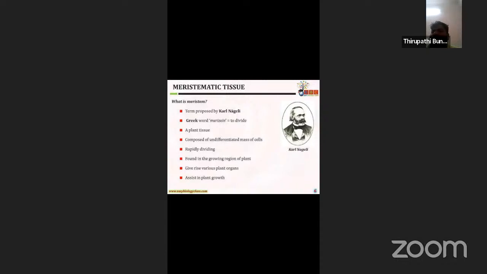They have a limited amount of endoplasmic reticulum. The internal structure of mitochondria is less elaborate. These are the main characters of meristematic cells.